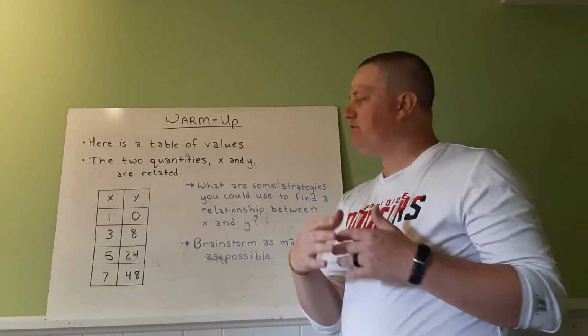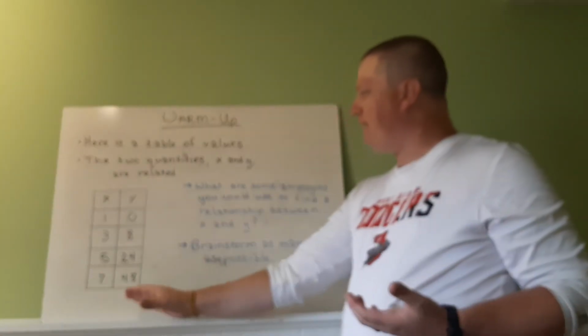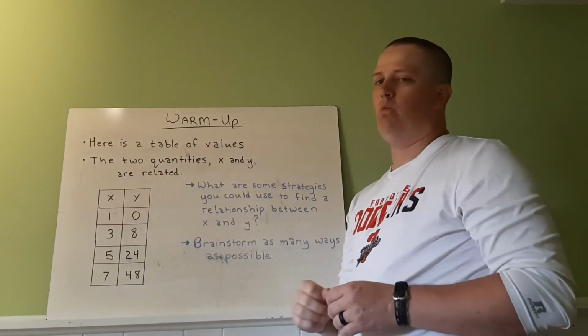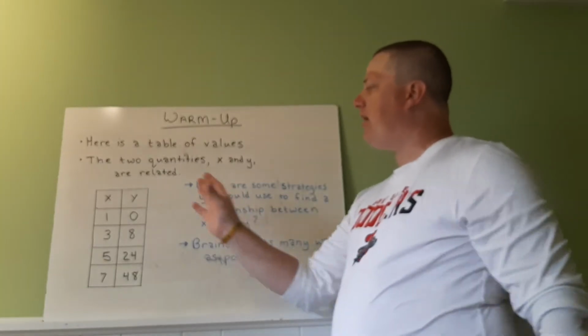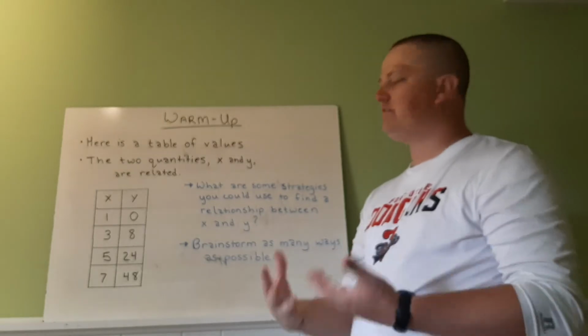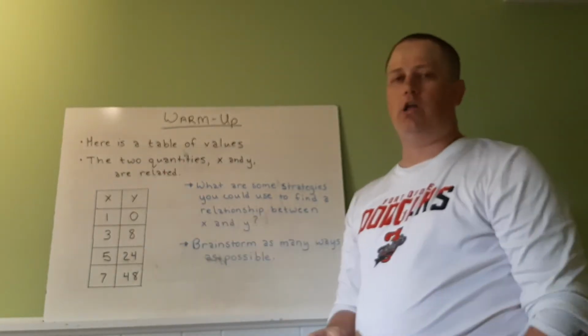All right, so in this one, what I need you to do is write down the table here. And this table represents the X's and Y's in a situation, and they are related. So there's something that's changing the X value into the Y. There's some pattern that would work for all of these.